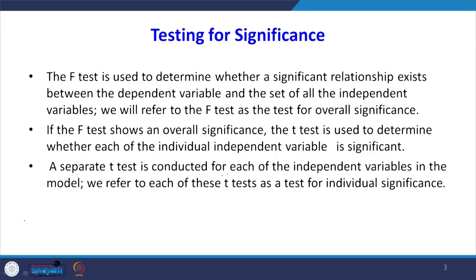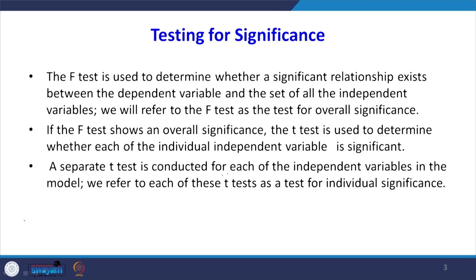F test is used to determine whether a significant relationship exists between the dependent variable and the set of independent variables. We will refer to the F test as the test of overall significance. I will show you where this F test appears in our Python output. If the F test shows overall significance, the T test is used to determine whether each individual independent variable is significant or not. A separate T test is conducted for each independent variable in the model. So, we refer to each of these T tests as a test of individual significance.